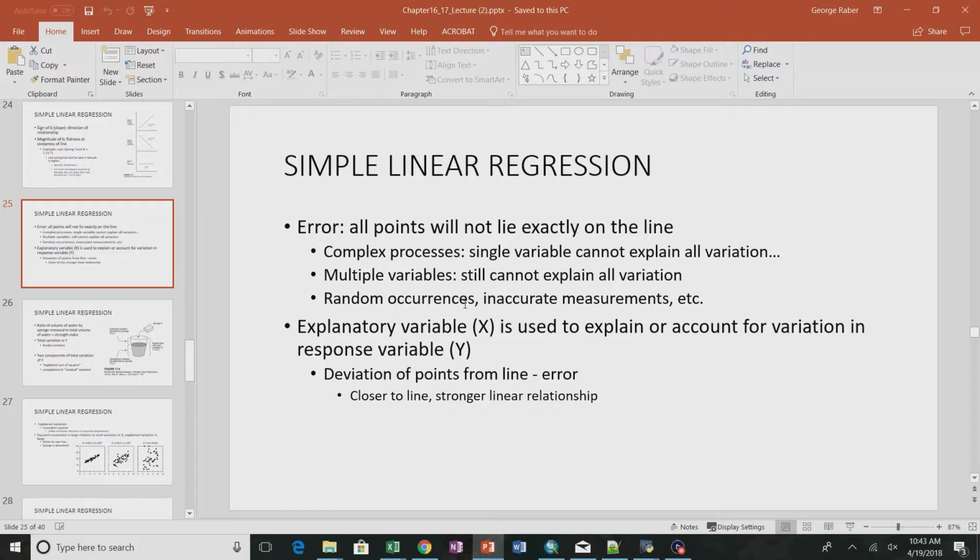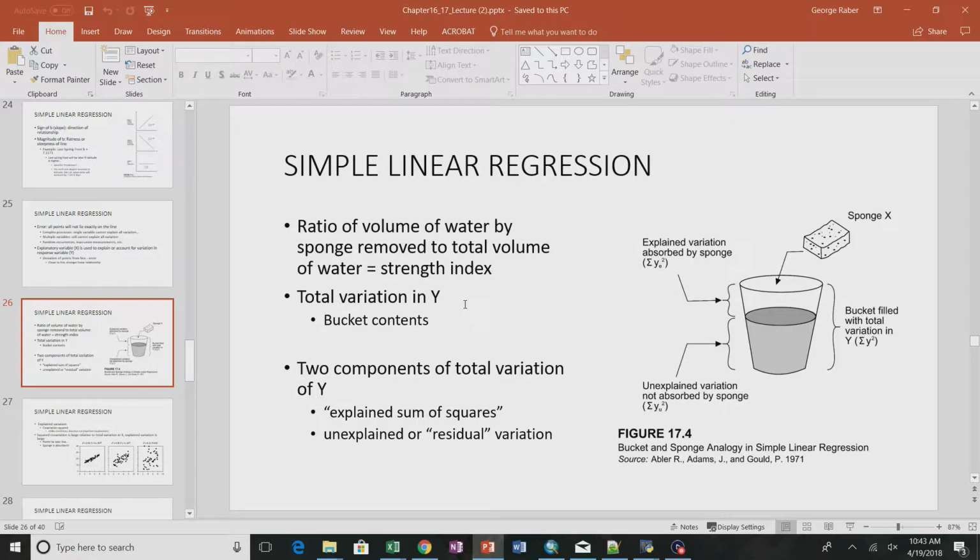If we want to come up with a measure of the strength of this relationship, we're going to come up with a way, and it's related to what we talked about before, correlation. This correlation coefficient tells us about the strength of the relationship. So before we get there, let's talk about this analogy that the book author discusses, and that's this sponge analogy.